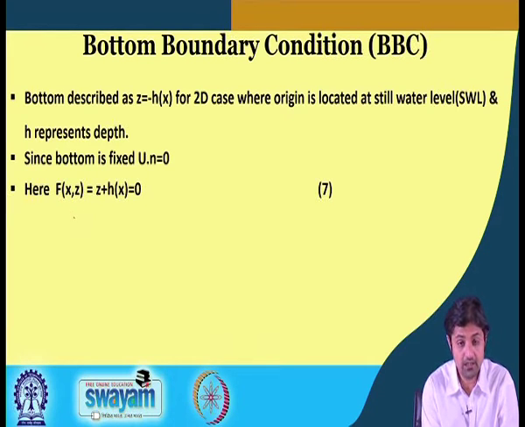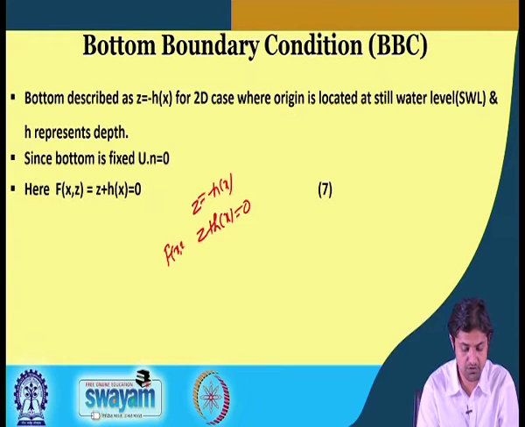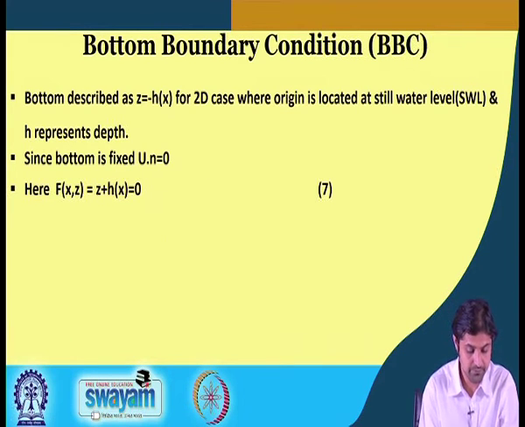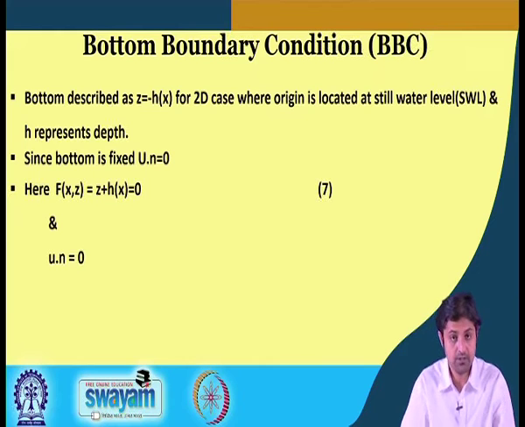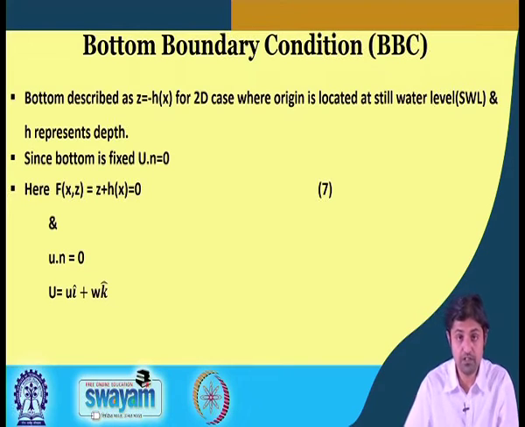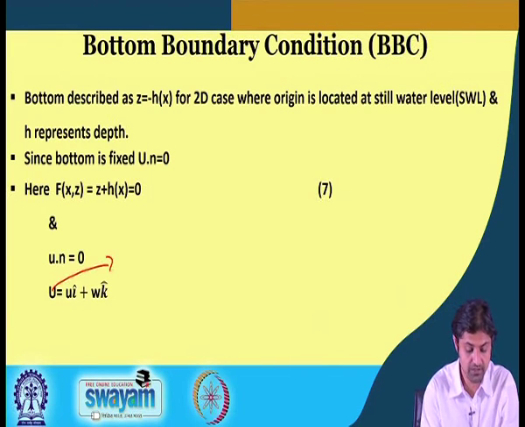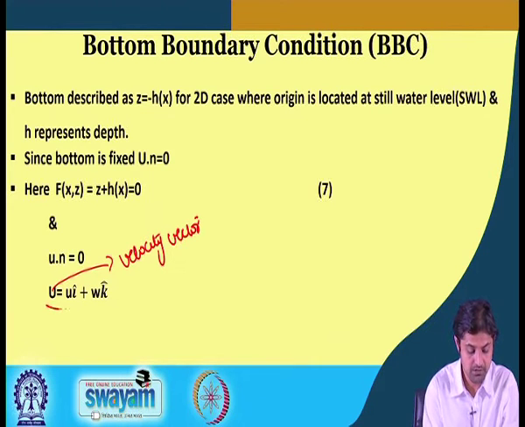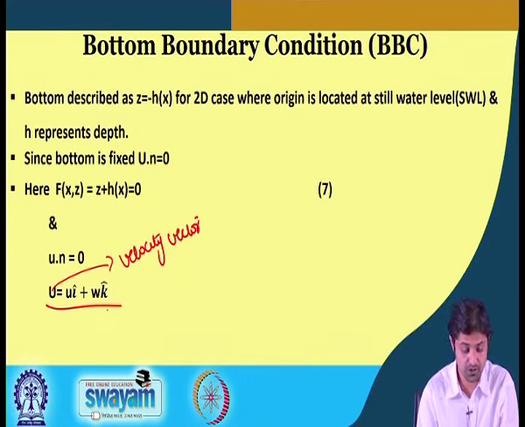We can write the surface equation, so the equation was z is equal to minus h of x. So, we can write z plus h of x is equal to 0, and we call it the f function of x and z. And u dot n is equal to 0. If we assume u is a combination of small u i plus w k, this is the velocity vector, a general u that we can assume in 2 dimensions, x and z.